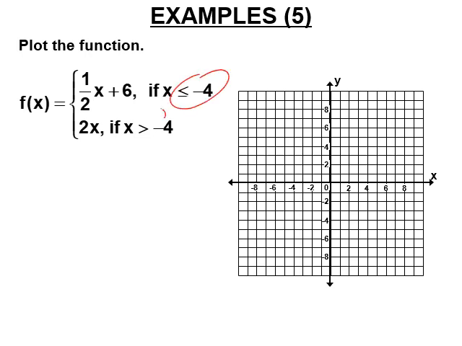So the border is -4, right? So we're going to have two different lines going in different directions. So let's graph the top one, y equals 1/2 x plus 6. Y-intercept 6, slope of 1/2, over 2 and up 1. Right, that's this one.